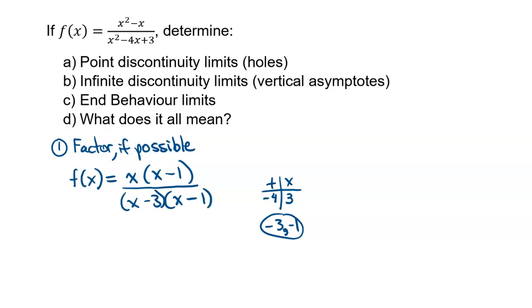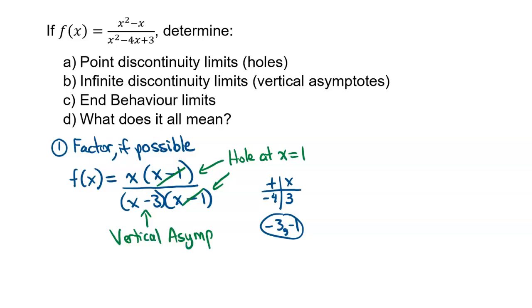Now you'll notice the x minus 1 is on top of an x minus 1. Those are going to cancel out, giving us a hole on the graph. Any factors that cancel are going to give us holes. In other words, those are going to be our point discontinuity limits. The factors that stay in the denominator are going to give us vertical asymptotes, or our infinite discontinuity limits. The end behavior limits are always looked at by looking out to positive infinity and negative infinity.